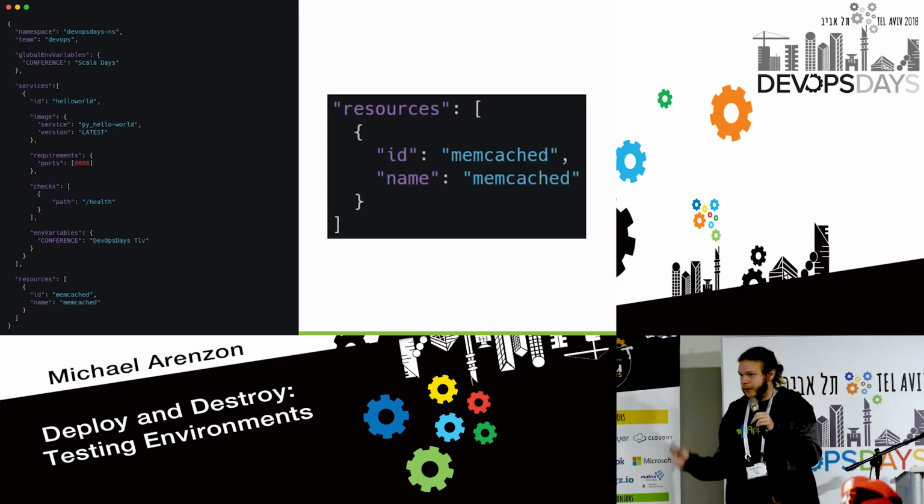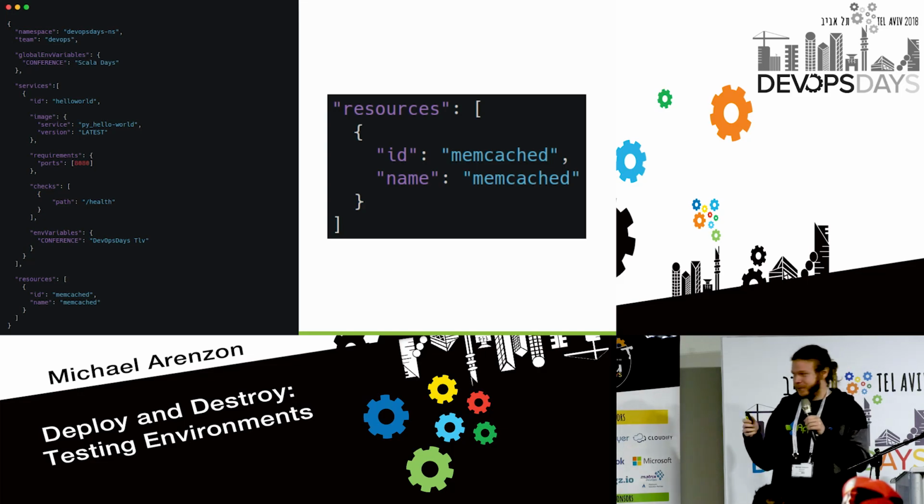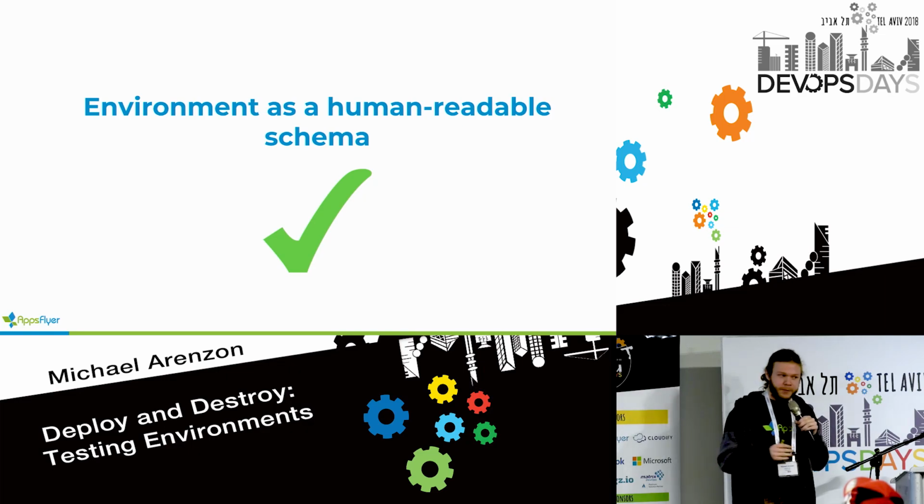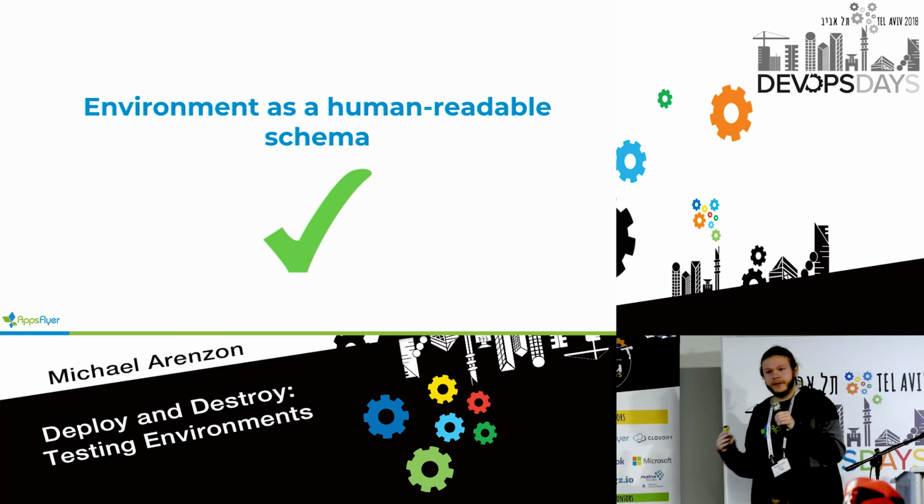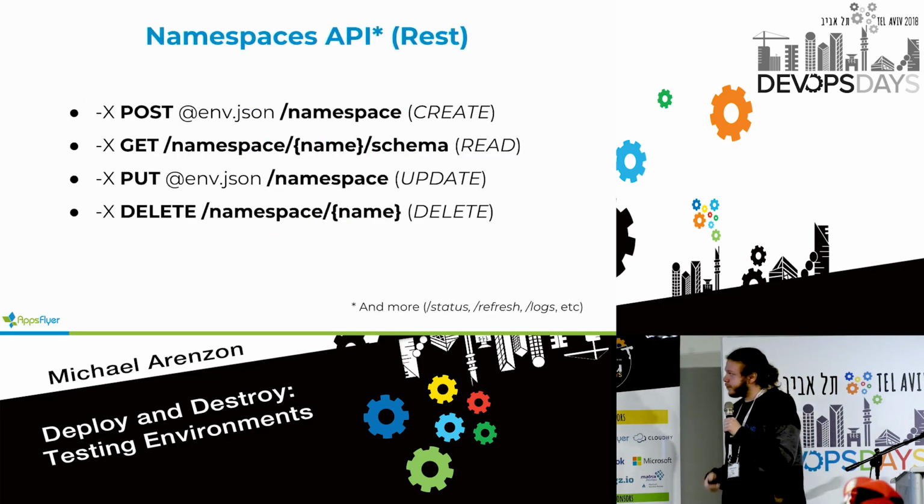And then I added memcache because it's a high-scale service and we need somehow to manage the load, so we have another cache layer. We managed to answer the principle of environment as a human-readable schema. It's something that every technical person can understand, can create, and can manage.